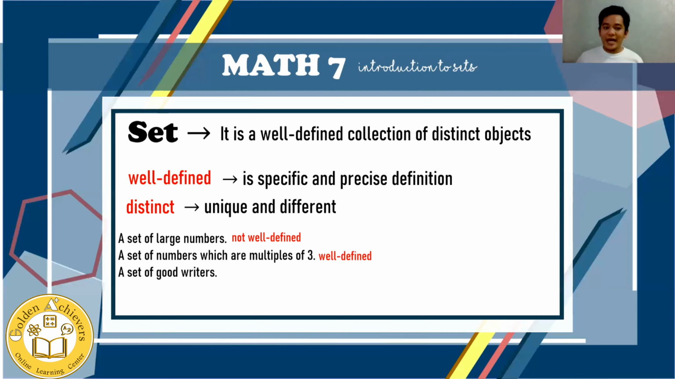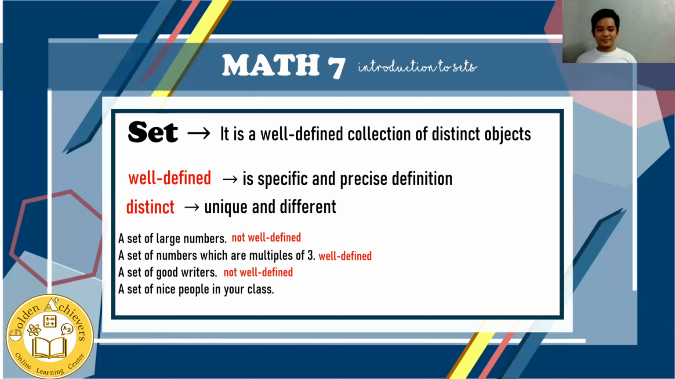The third one, a set of good writers. Do you think this is a well-defined set? Of course not. Why? Because we have our own preferences and standards when identifying whether a writer is good or not. Maybe for me, a writer is good, but for you, the same writer is not good. Therefore, we cannot say that it is well defined. So it's not.